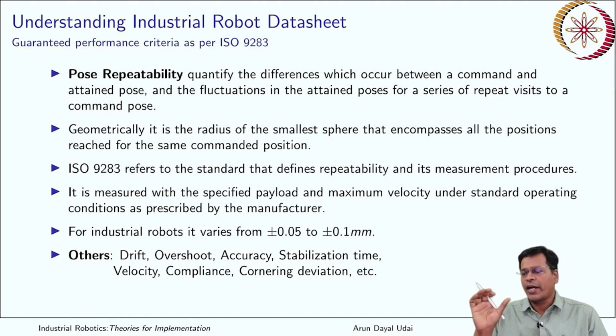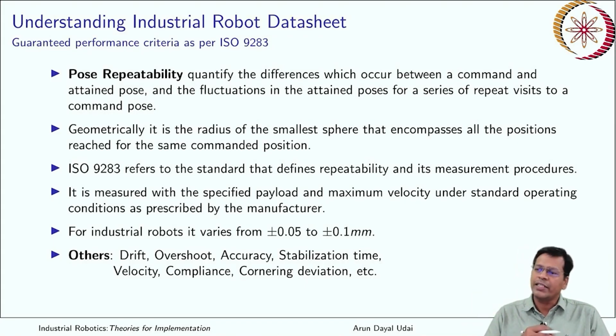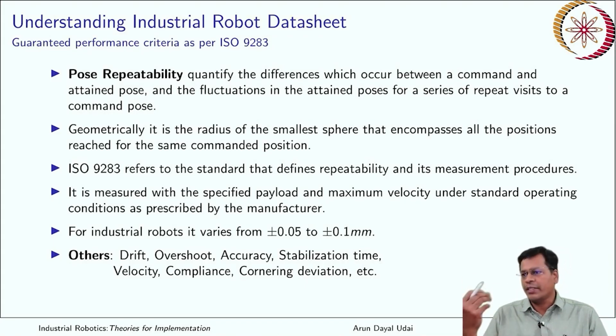Repeatability is one of the major factors while selecting any robot, because most industrial tasks are highly repetitive in nature. 24/7, 365 days, it keeps on doing almost the same thing. So it should not deviate over a period of time. That guarantee should be given by the manufacturer.